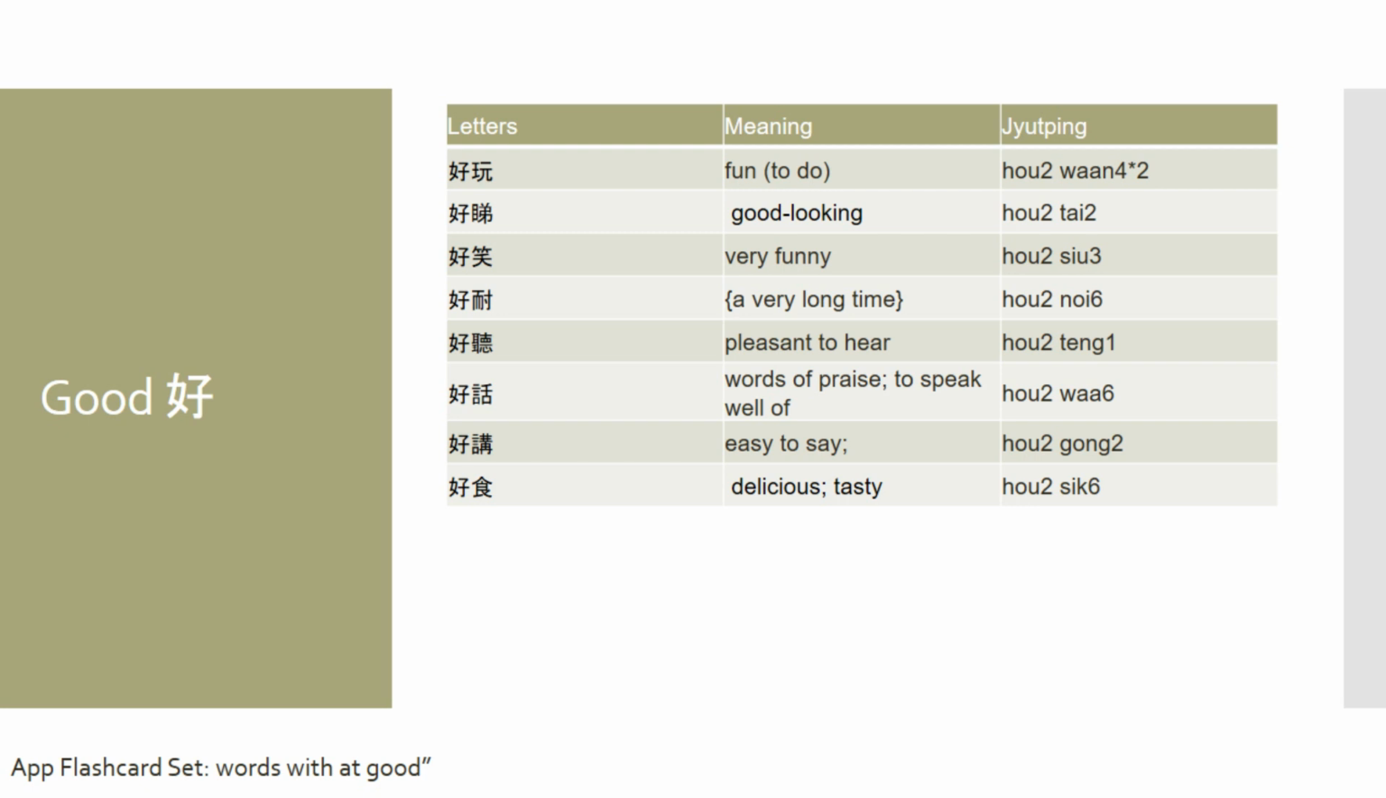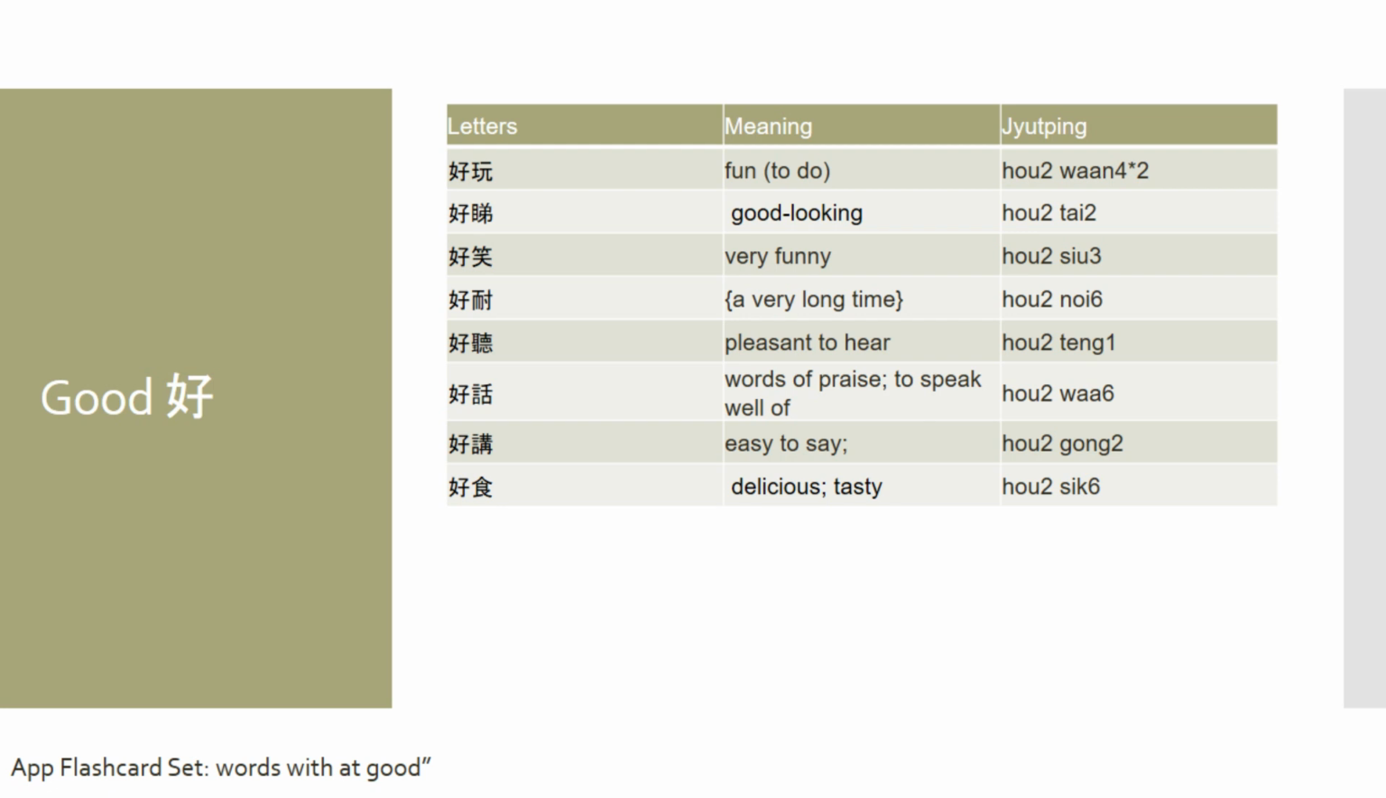For example, if I want to ask people to say good words of praise about me, then I could say 講句好話, which 講句 means speak, then 好話 is words of praise. And similarly, you could say 講句好說話, which means the same thing.